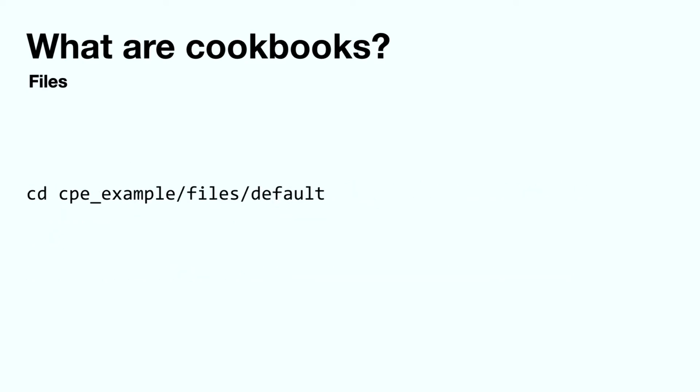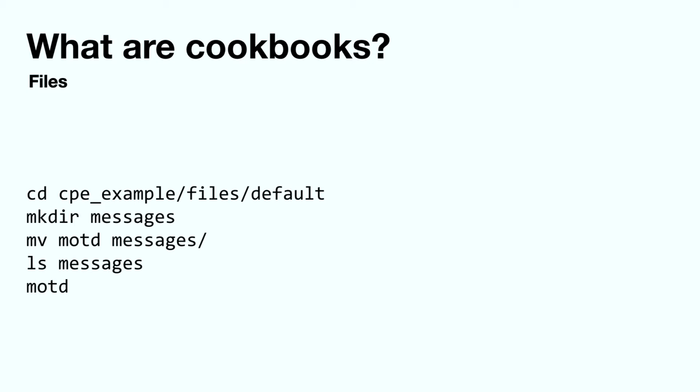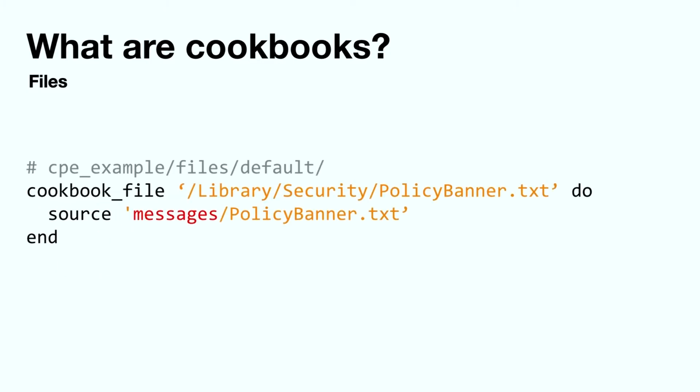Actually, that's an old comment. So we'll go into here, and we will make a new directory. So the old file was in files/default, so we'll make a new directory. So we'll have files/default. Disregard MOTD. That was an editing error. And we will move the message, it's actually policy banner, over into messages. And then when we source it, you can specify the folder name there. So by default, it knows to look here.